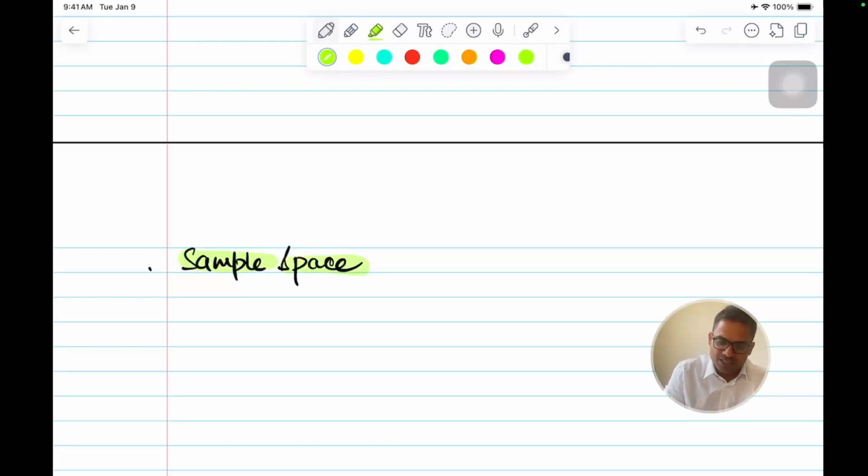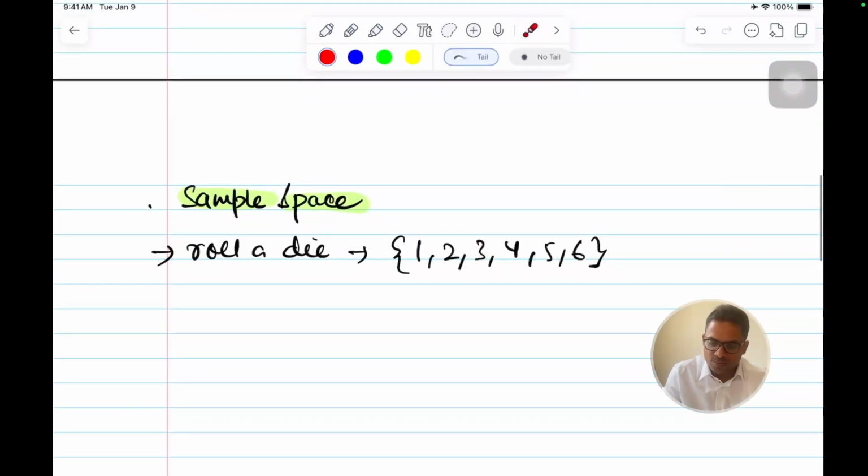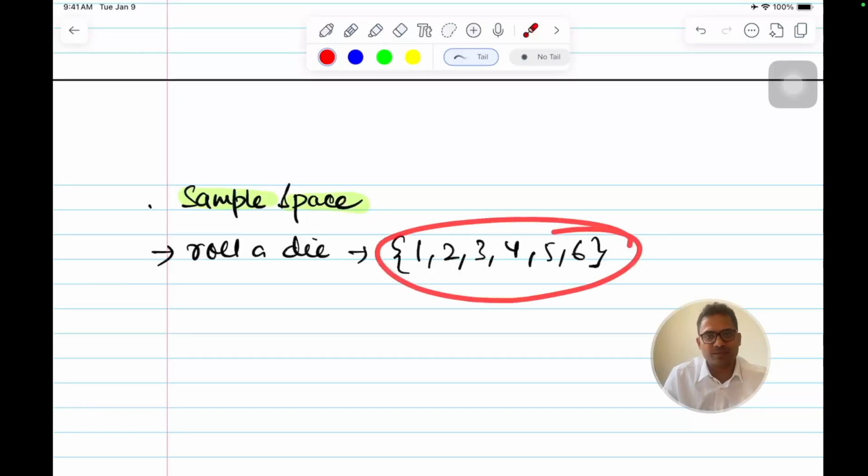A sample space is nothing but, for example, if I roll a die, what are the set of possible outcomes? What all can we get? Either you can get a 1 or a 2 or a 3 or a 4 or a 5 or a 6. These are the only possible outcomes I can have, right? So this is my sample space. I can get anything only from this set of numbers. I cannot get a 10 when I roll a die. This is outside my sample space.